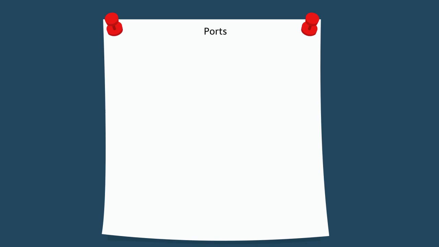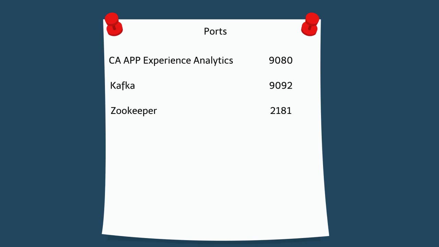Here is a list of the port assignments for various CA App Experience Analytics components and configurations. You must ensure that all ports are open and accessible across firewalls. CA App Experience Analytics 9080. Open this port to access the CA App Experience Analytics Administration Console. Kafka 9092. Open this port to allow communication between the Kafka server and all the components.